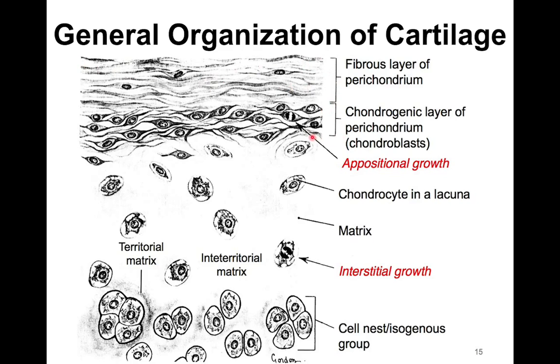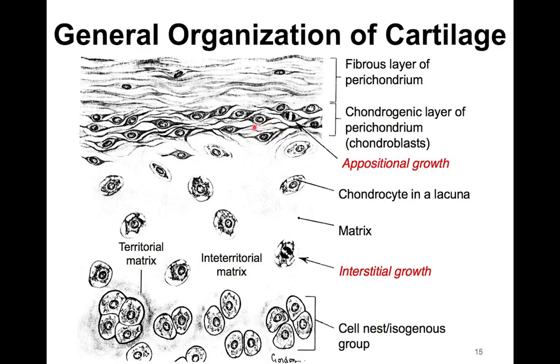And the chondrogenic layer consists of chondroblasts. So the fibrous layer mainly consists of type 1 collagen fibers. And there are fibroblasts that produce these collagen fibers. But in the chondrogenic layer, we have chondroblasts. These chondroblasts are derived from these fibroblasts. And the chondroblasts, as you see in this picture, undergo cell division and they give rise to new chondroblasts.